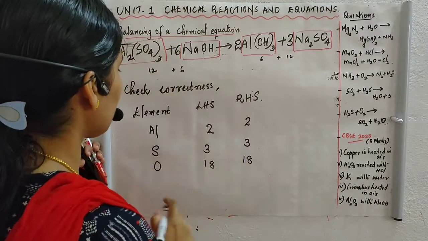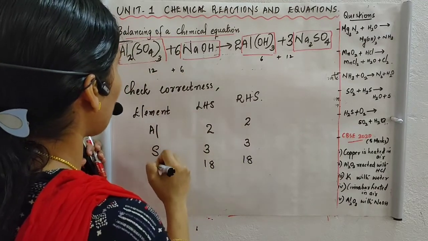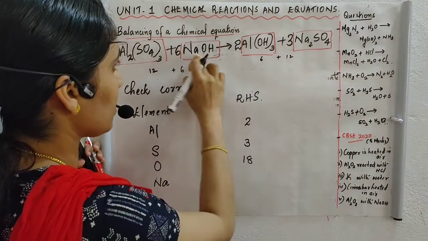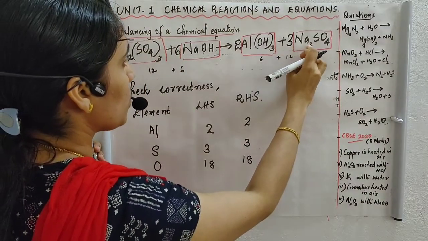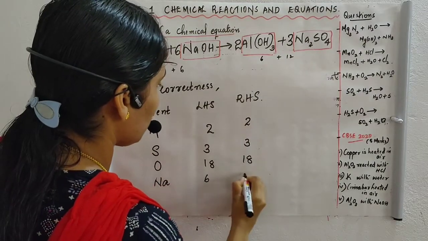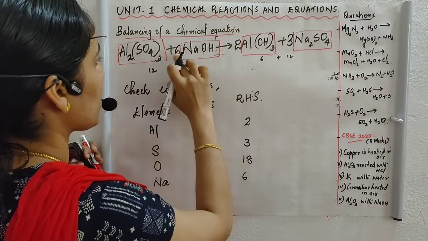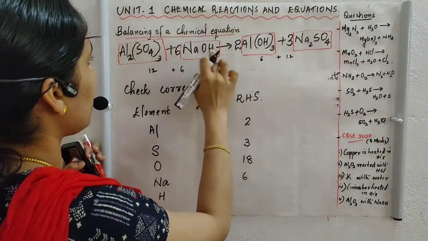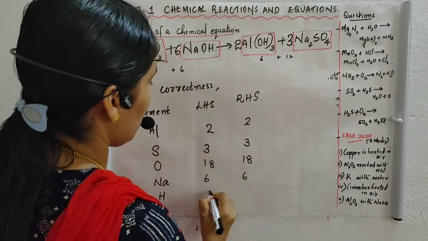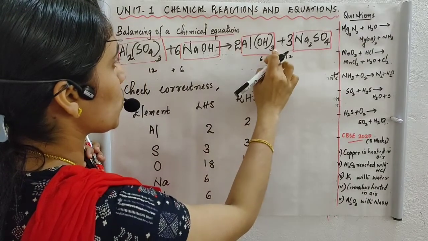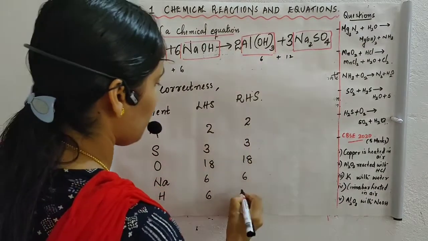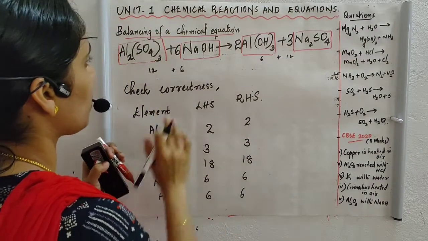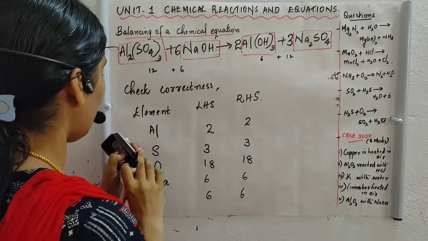The next element after aluminum, sulfur, oxygen is sodium. Sodium you can see is 6 on this side, and here also 3 into 2 it is 6. So 6, 6. The next one is hydrogen. Hydrogen, on this side it is 6, left side it is 6, and on this side it is 2 into 3, which is 6. So all the numbers of atoms we made equal. So that means now the equation is balanced.